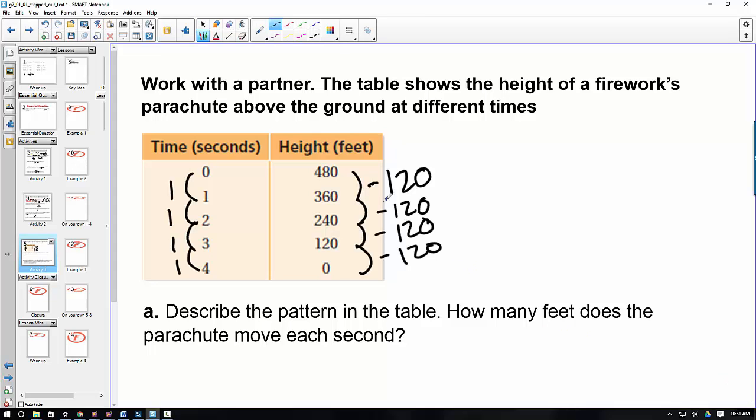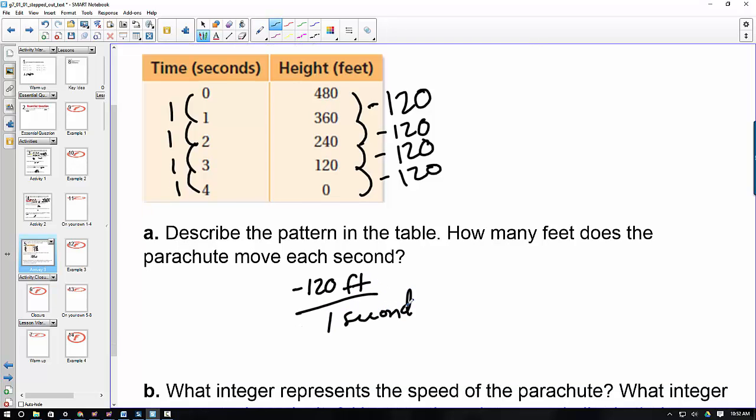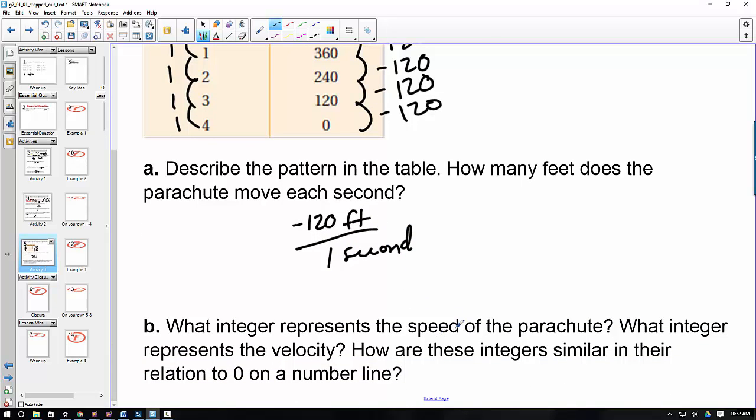And if we look here, this one's going down by 120 every time. So it says describe the pattern. It's going down 120, right? And then it's over, so I'm going to say minus 120 feet over 1 second. And it says what will be the speed of the parachute. Well, the speed again is going to be the absolute value. So it's 120.